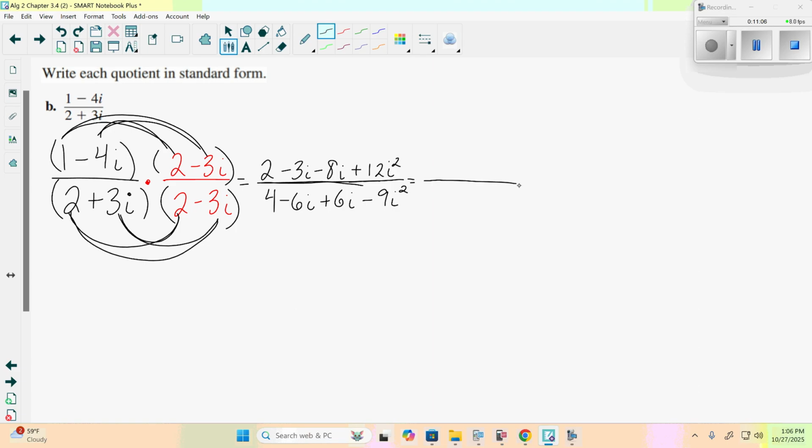At this point here, on top and bottom, we can combine like terms. So we'd have 2 minus 11i plus 12 times negative 1. On bottom, we'd have our 4. 6i, negative 6i are going to cancel. And as before, i squared is negative 1. We have to replace it there.